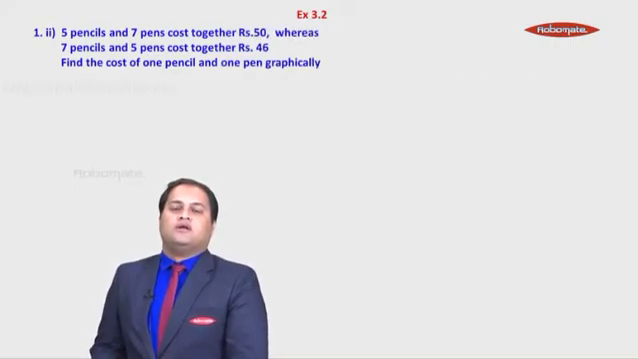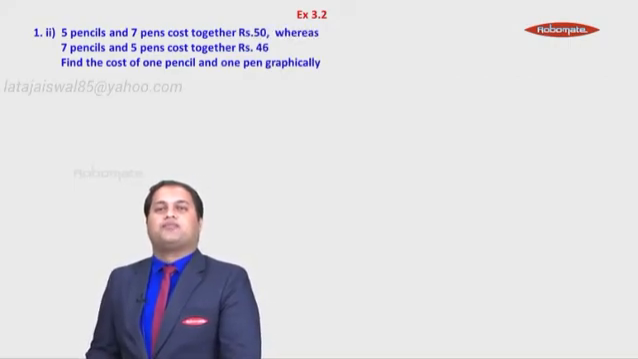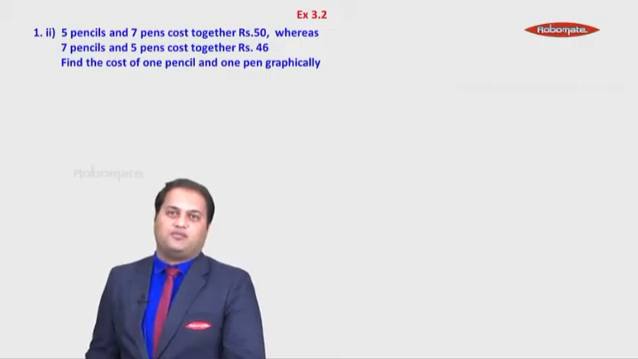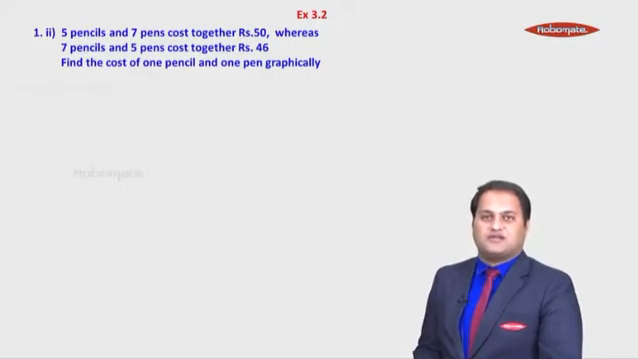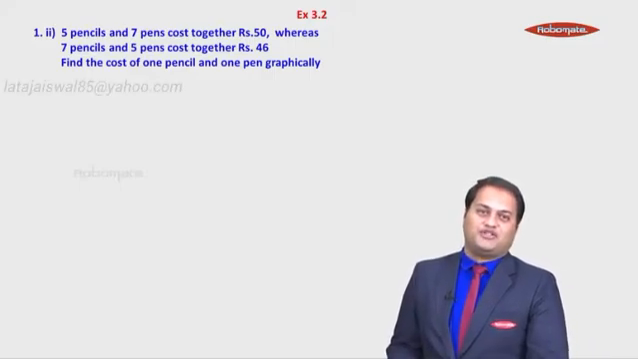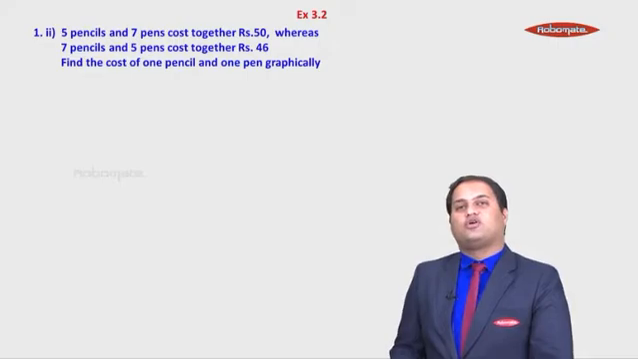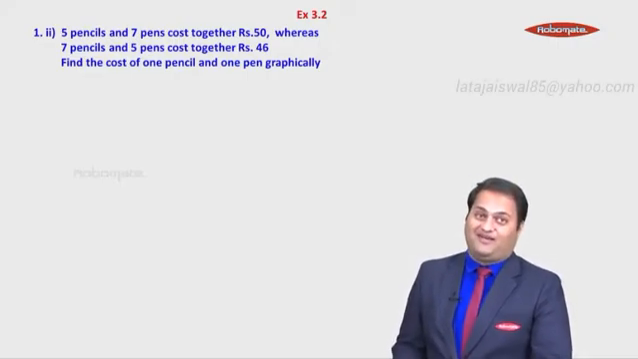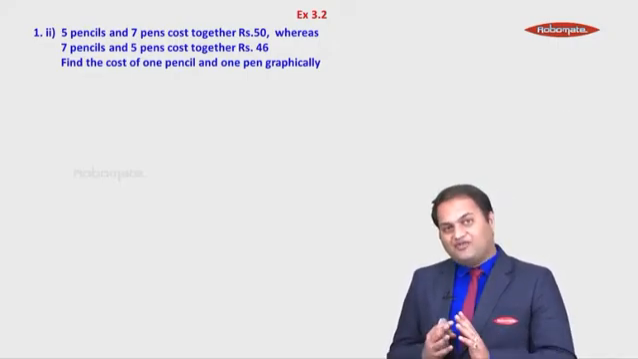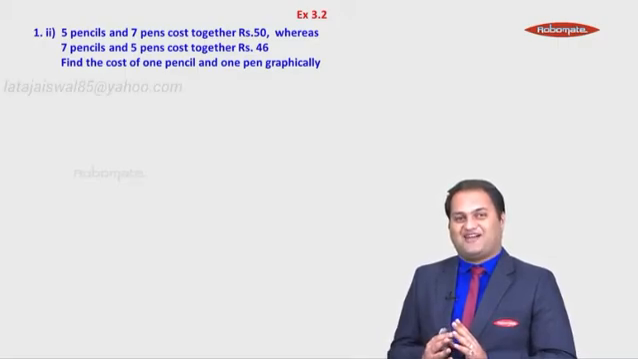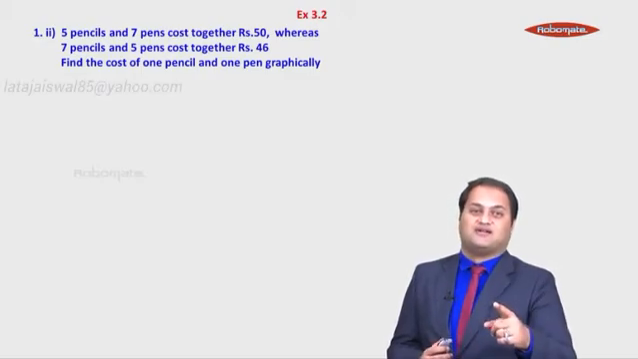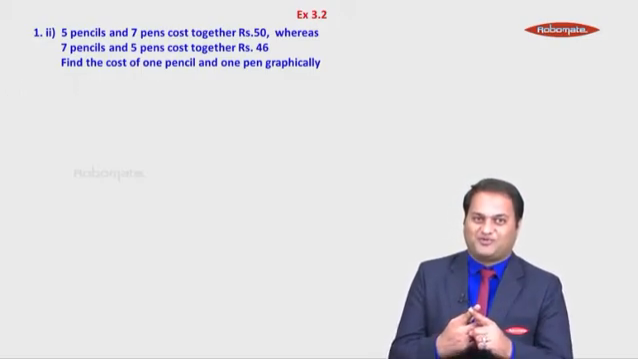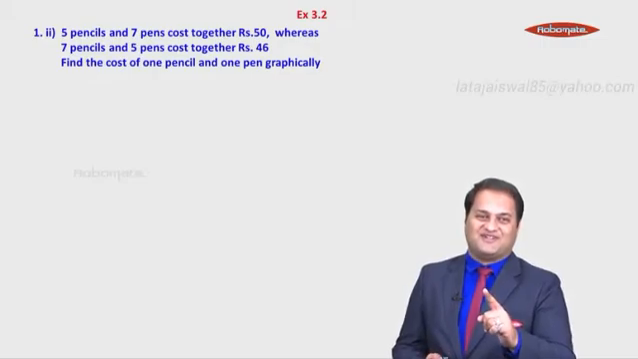The next sum is exercise 3.2. Question 1, sub-question 2. 5 pencils and 7 pens cost together rupees 50, whereas 7 pencils and 5 pens cost together rupees 46. Find the cost of 1 pencil and 1 pen graphically. Again, we are supposed to draw the graph, right? But this time not just represent, but find the answer. I mean find the point of intersection, because point of intersection is nothing but the solution, right?